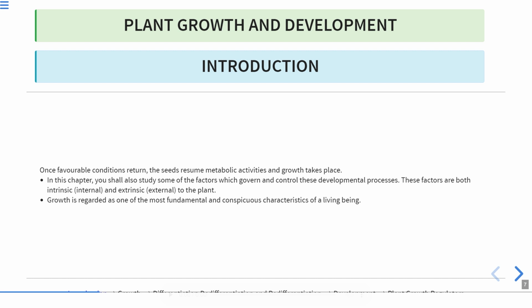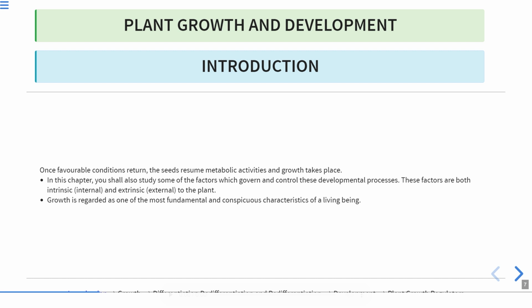Enzymes get activated, and those enzymes help to solubilize the food material stored in the seeds, which is then available for the growth of the embryo. And the second thing, there are certain hormones that are also responsible for the germination of the seeds. So these are some intrinsic factors working on the germination of the seeds. Okay, so both factors must be there.